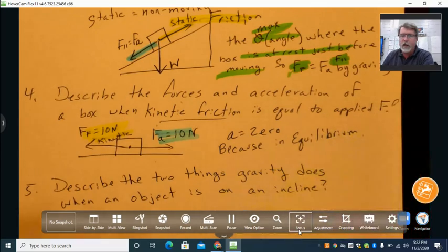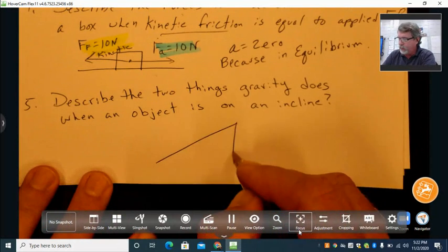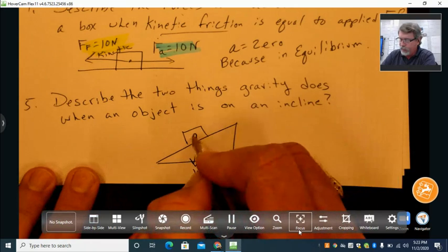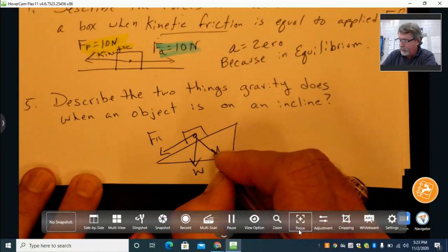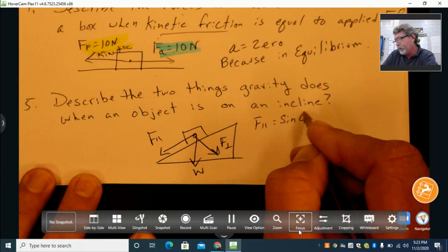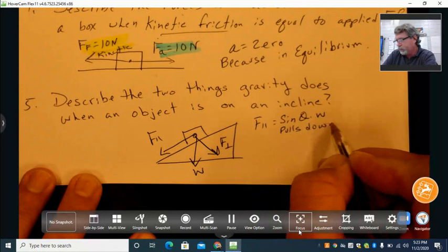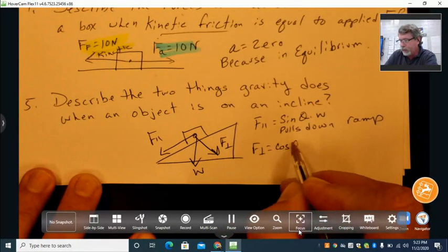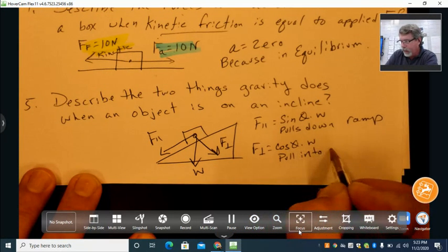All right, equilibrium. Describe the things gravity does when an object is on an incline. So we mentioned that just a moment ago. But gravity does two things. Here's the weight. It does one thing, pulls it down, force parallel, pulls it into the ramp, force perpendicular. So force parallel is the sine component of the weight, and it pulls down the ramp. And then the force perpendicular, which is the cosine component of the weight, pulls into the ramp.